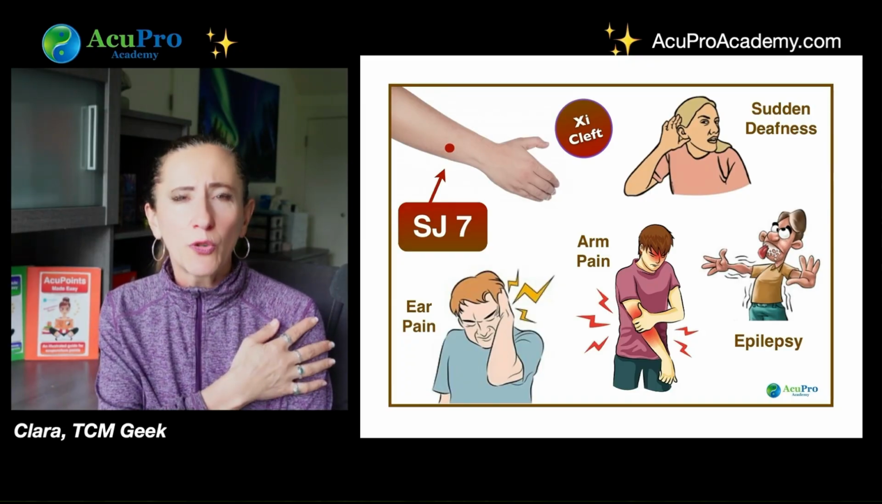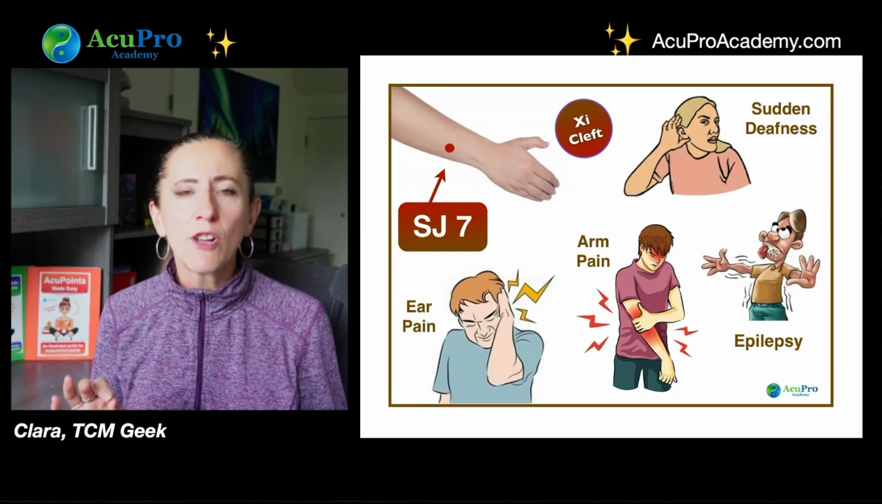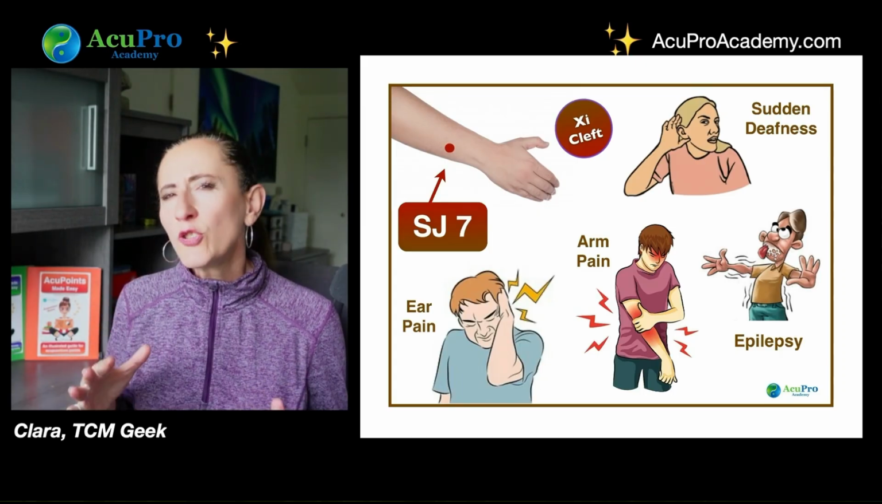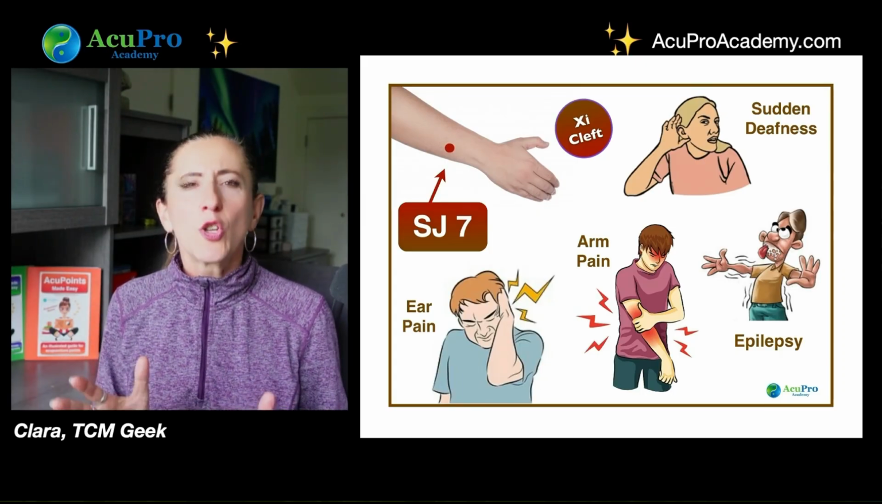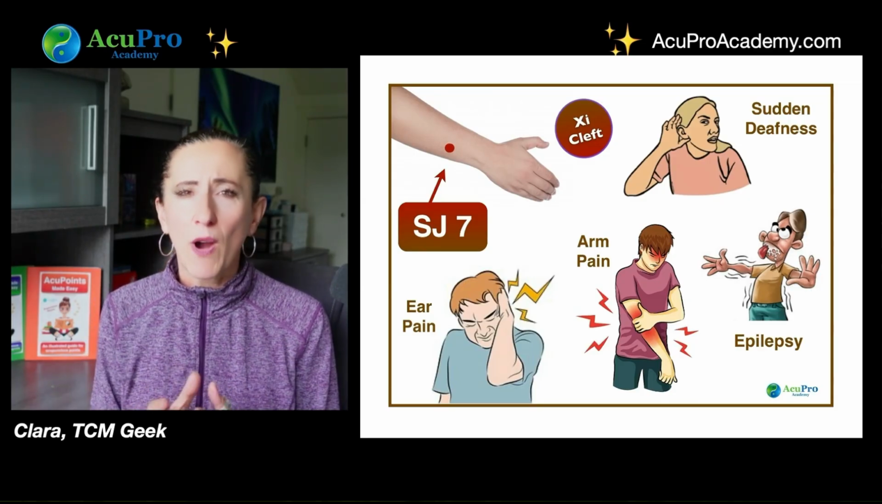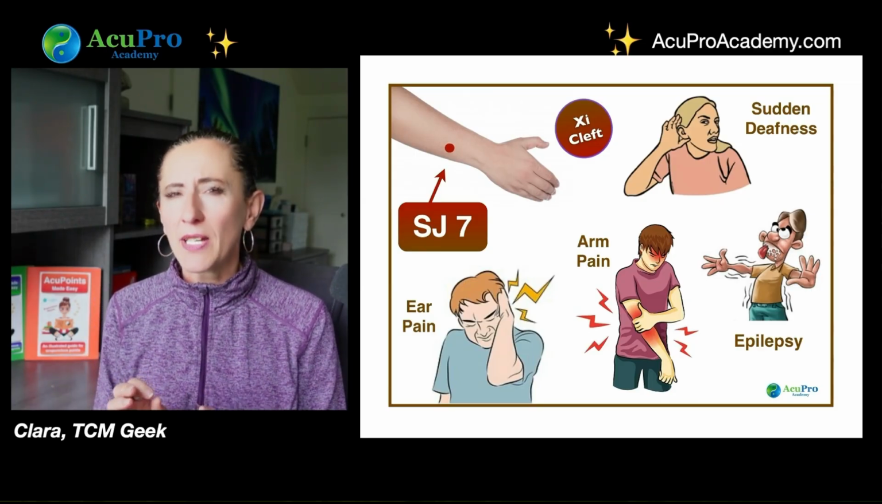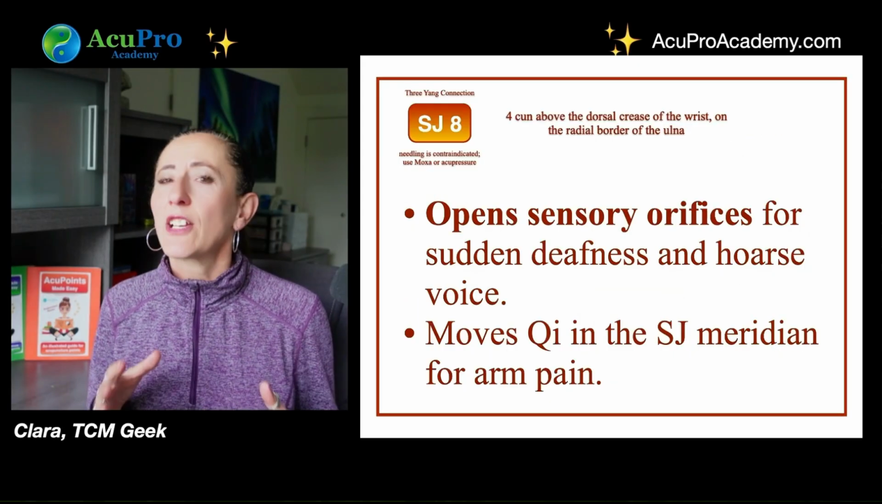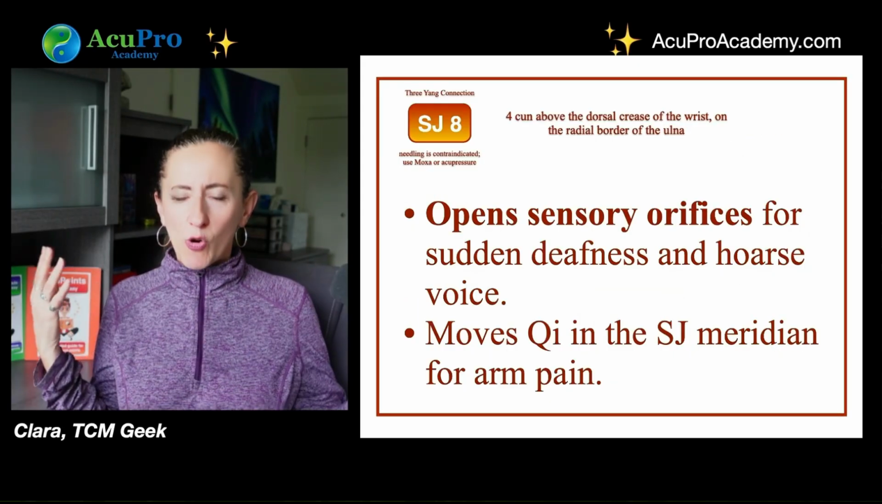Ear pain, shoulder pain, arm, anywhere along the meridian, you gotta put San Jiao 7. It is also used as part of a protocol to prevent epileptic attack. Now, there are many points for epilepsy. This is one of them that works quite well combined with Du points like Du 9. San Jiao 8 opens the orifices.